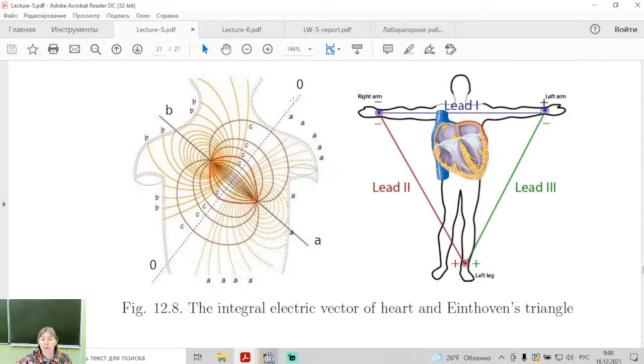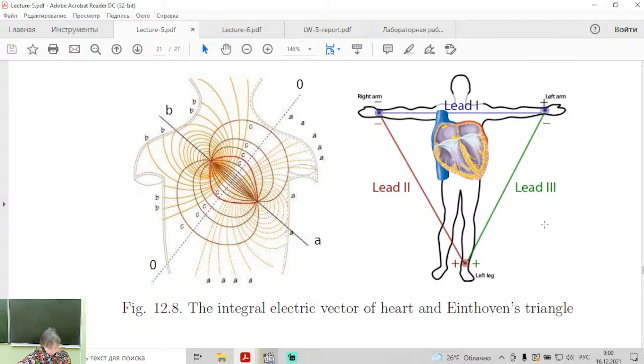And we can see three leads. The first lead is between the right and left arm, the second lead is from the right arm and left leg, and the third lead is from the left arm and left leg. And the signs of potential, look here: minus minus, plus plus, and minus plus.